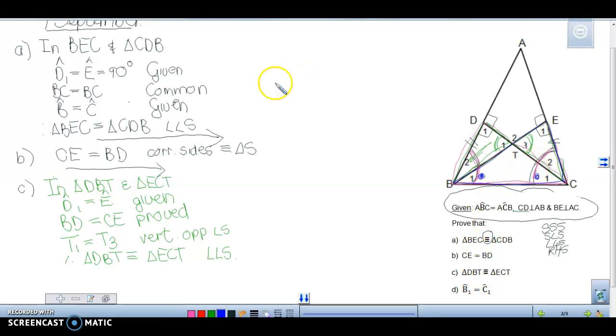So for number D, we just answer the question again, and we are going to say angle B1 is equal to angle C1, and the reason is corresponding angles of congruent triangles. That is the end of that, and it was much easier than it looked. Thank you.